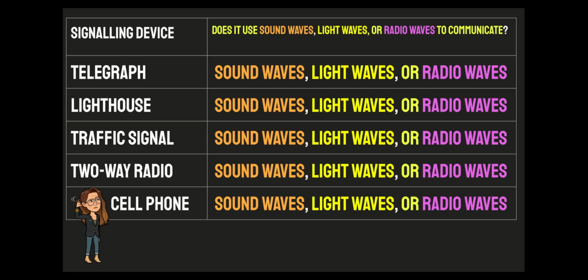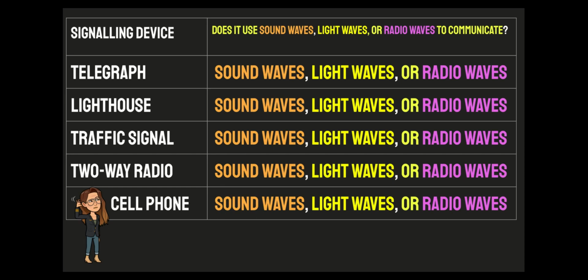Now, scientists, we are going to think about some of the signaling devices that maybe we've seen in our lives or we've seen in the movies, but they're devices that people use to send messages using sound patterns, light patterns, or maybe even radio waves. So, we're going to play a game that's going to help us do that called sound waves, light waves, or radio waves. Are you ready?